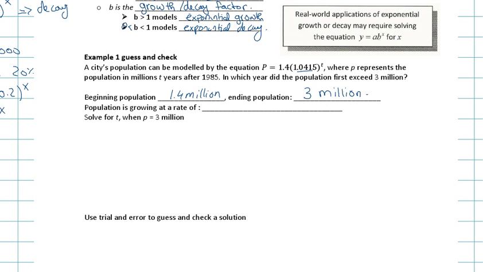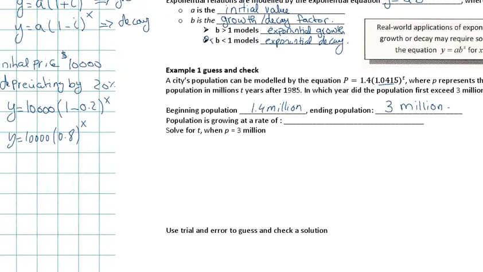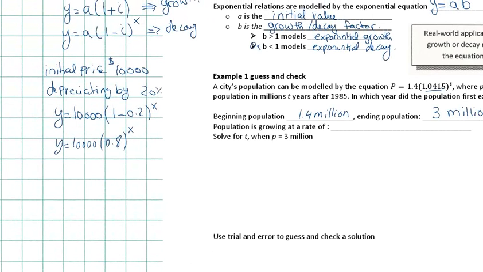The population is growing at a rate of what? What is the rate that the population is growing at? 1.0415. Now that 1.0415 is not your rate. The rate has to be a percentage. Okay? So if I go back here, this equation is similar to which one? The top one, right? Because it's 1 plus something. It's higher than 1. It's an increase, right? So it represents the top.